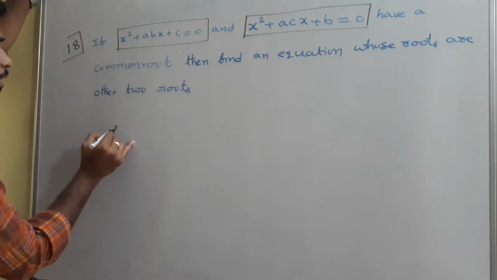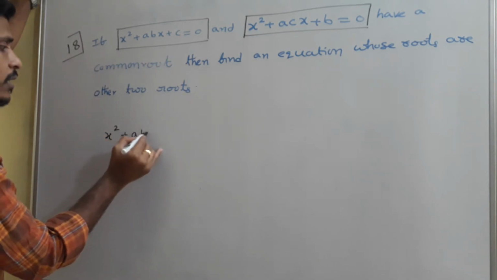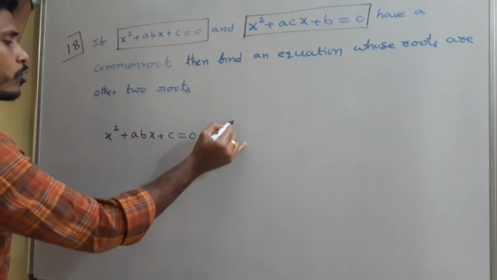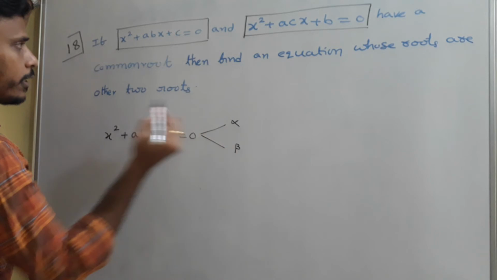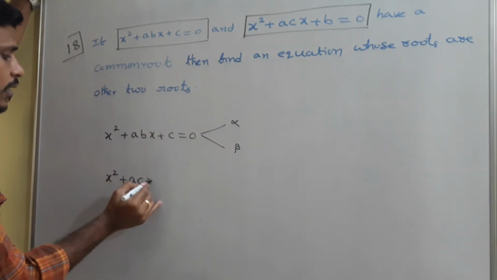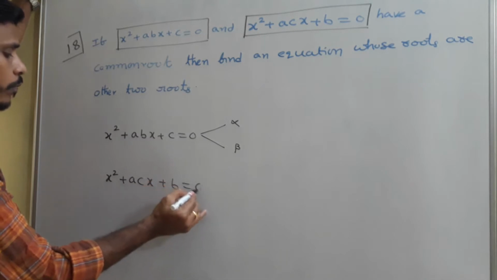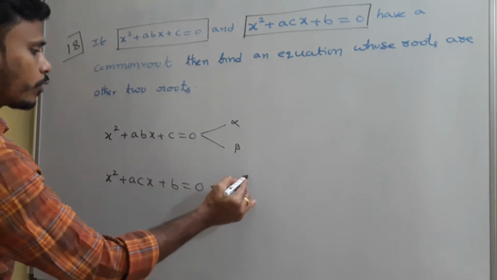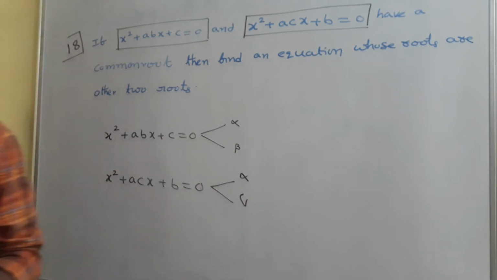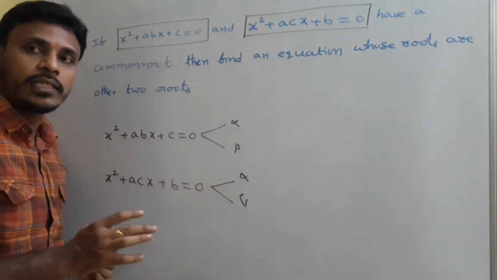Suppose you take the first equation as x² + abx + c = 0. It has two roots, which we call alpha and beta. And the second equation is x² + acx + b = 0, and it has two roots, which we call alpha and gamma. Why? Because alpha is a common root. As they mentioned, one root is common for these two, so I treat that common root as alpha.